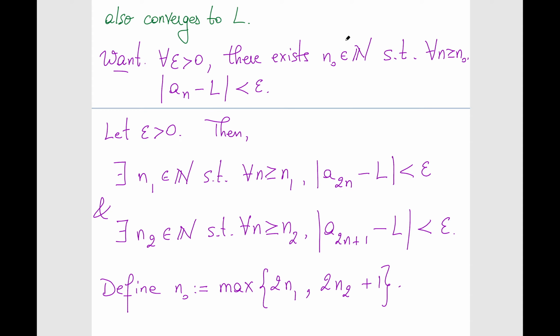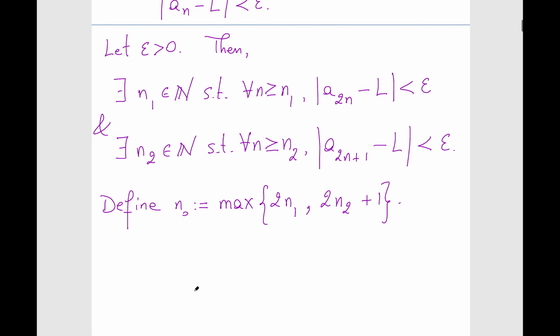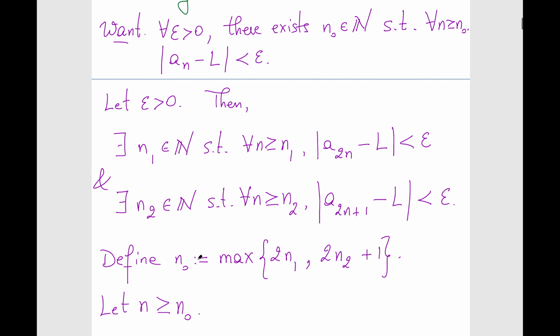And why is this n naught gonna do the job? Well, now do this. Take an n bigger than or equal to this n naught. So let now n be bigger than or equal to n naught. What do we want to show? We want to show that for such an n, the distance between a n and L is no more than epsilon units away, right? So we want to show this, for any number n you take larger than this n naught. Make sense? We want to show that this inequality holds.